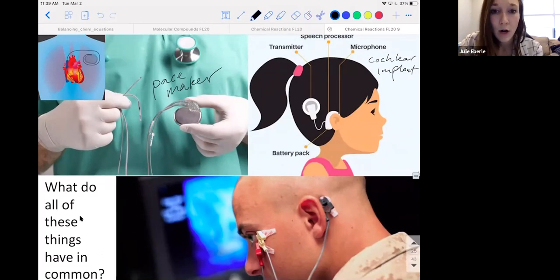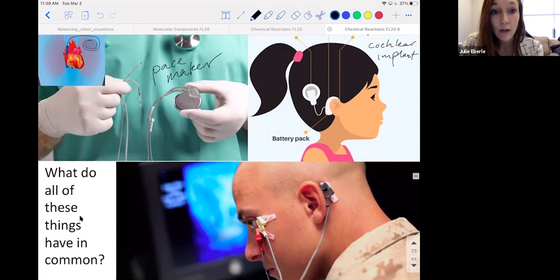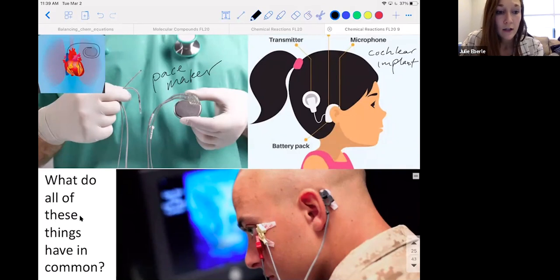Pacemakers help with our heart. They help keep it in rhythm. My grandfather was in the hospital a couple years ago with congestive heart failure, and they had to make a decision. Do we want to try to put a pacemaker in or just give him medication to keep his heart in rhythm? And he's in his 80s, so they decided pacemaker and surgery was not the route for him. But these are very helpful for a lot of people who have issues with their heart.